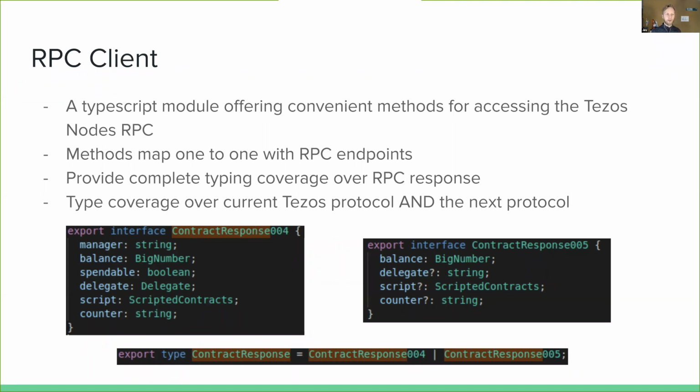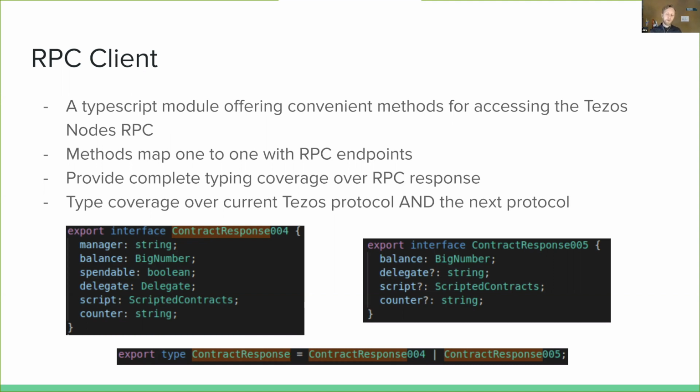It's really one-to-one. What we do provide is type coverage for all the data coming from the Tezos RPC node. So when you work with the RPC node, you get nice types. This gives you a good developer user experience for things like code completion, refactoring, and so forth. What we do additionally is that we provide type coverage across protocol versions. So at the very bottom of the slide here, we have a type called contract response, which is a union type of contract response 004 and 005.